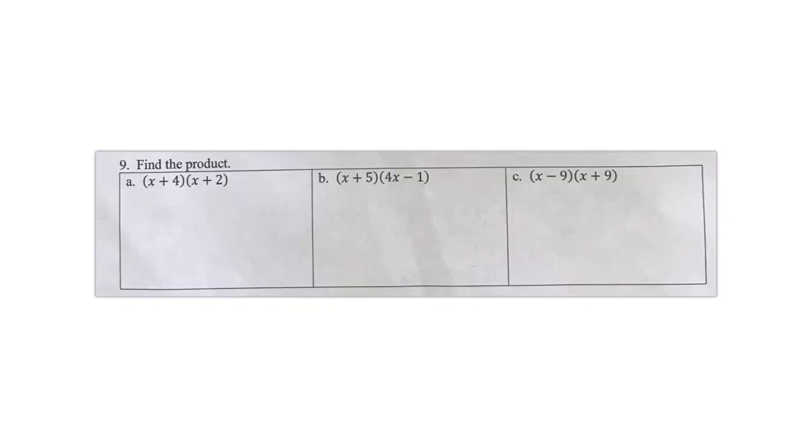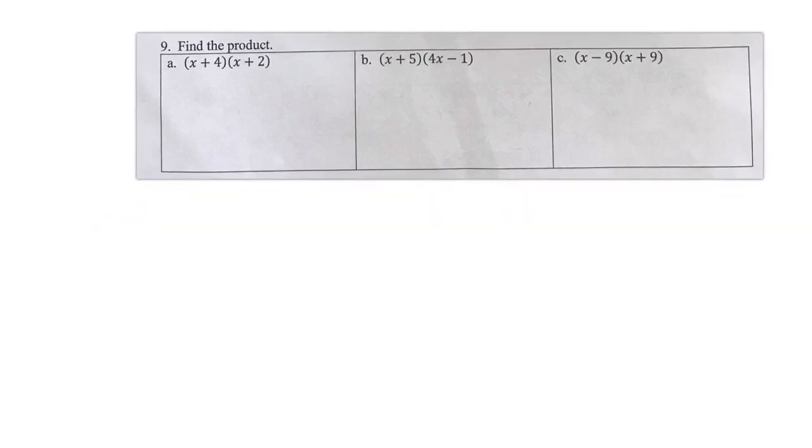Okay, so for these, I would recommend using the FOIL acronym. What I mean by that is you want to recognize that you are multiplying 2 binomials together, meaning you have a value that's composed of 2 terms either added or subtracted together, times another value that's composed of 2 terms either being added or subtracted together. So that's when you know that you can use FOIL.